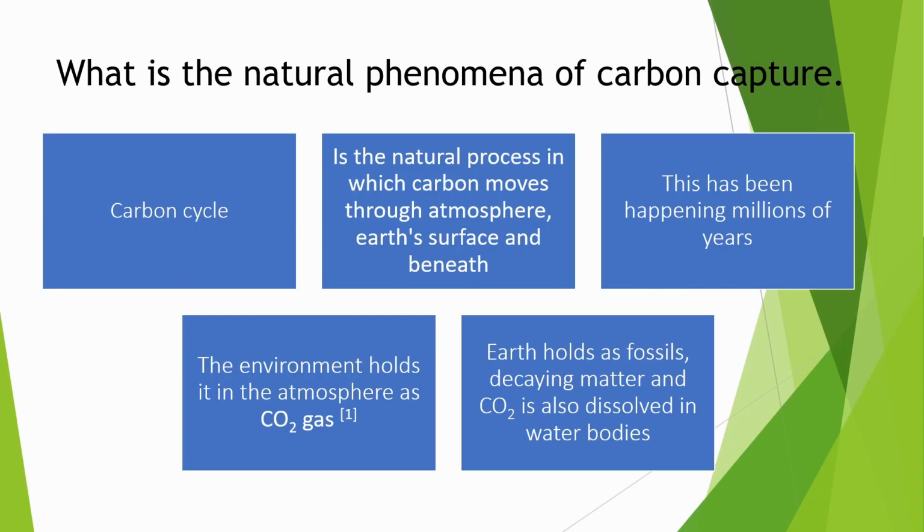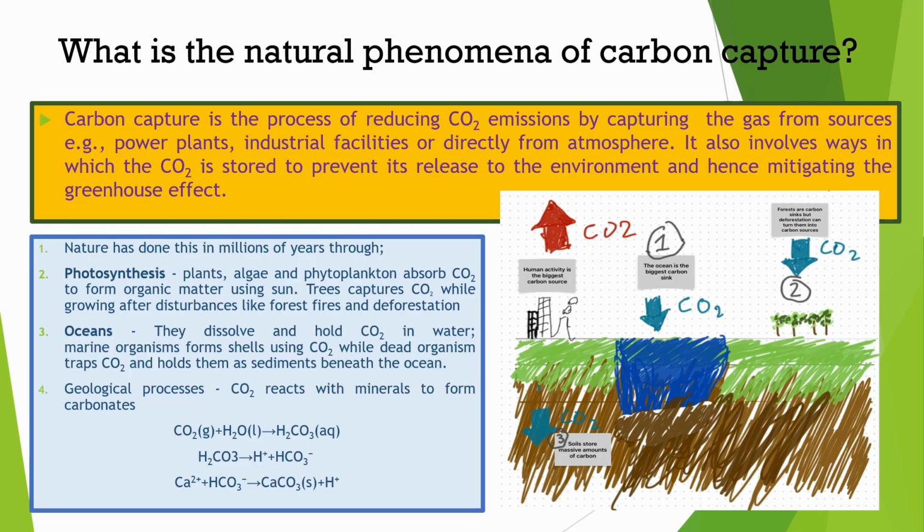While the carbon cycle describes how carbon moves within the environment, carbon capture aims at reducing CO2 emissions into the atmosphere, hence reducing the greenhouse effect. Nature has done this for a long time through photosynthesis, where plants and aquatic plants use sun and CO2 to form organic compounds. CO2 reacts with minerals to form carbonates and rocks in geology, while water bodies hold CO2 as a dissolved substance.